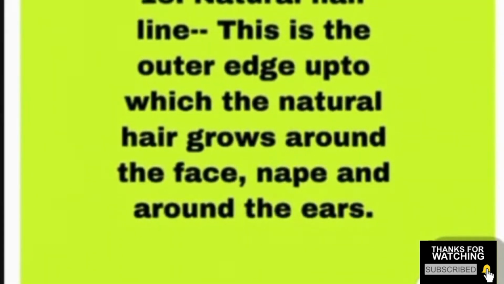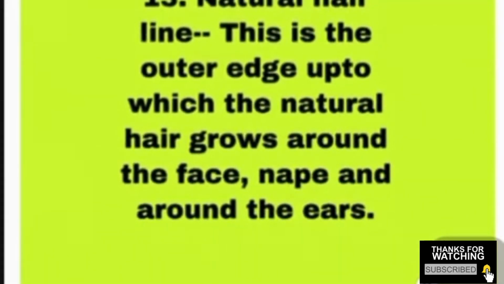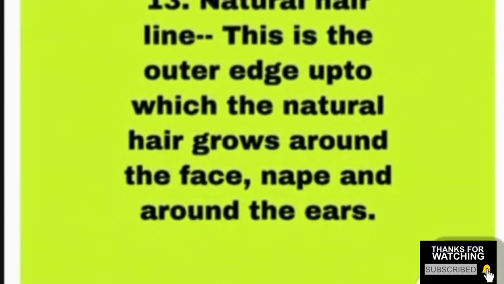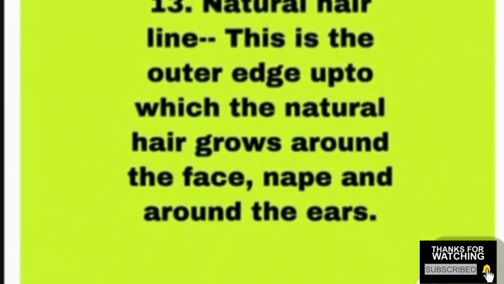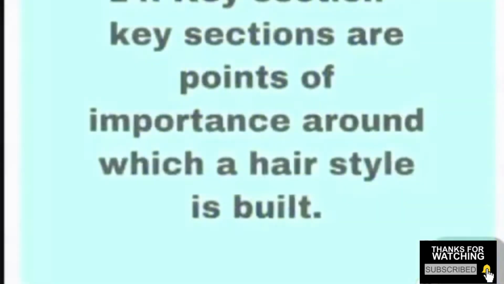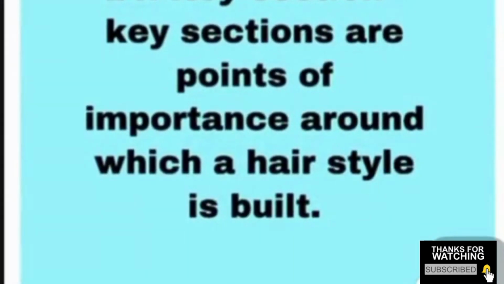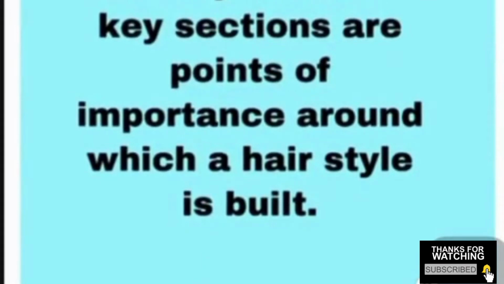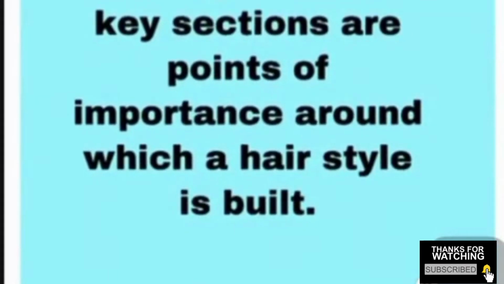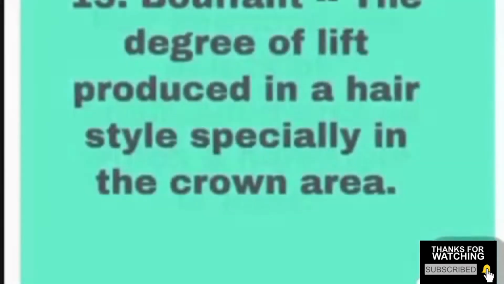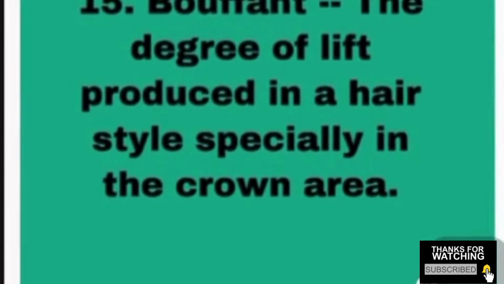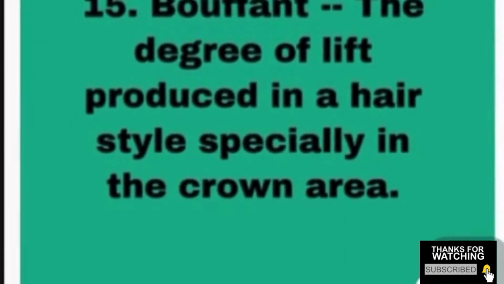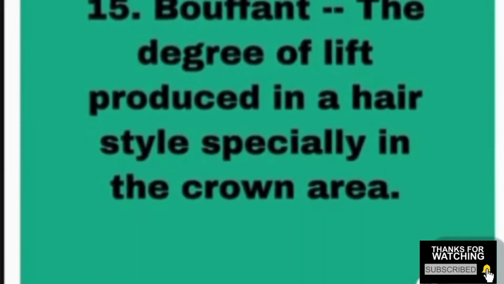Natural hairline: this is the outer edge up to which the natural hair grows around the face, nape and around the ears. Key section: key sections are points of importance around which a hairstyle is built. Buffant: the degree of lift produced in a hairstyle, especially in the crown area.